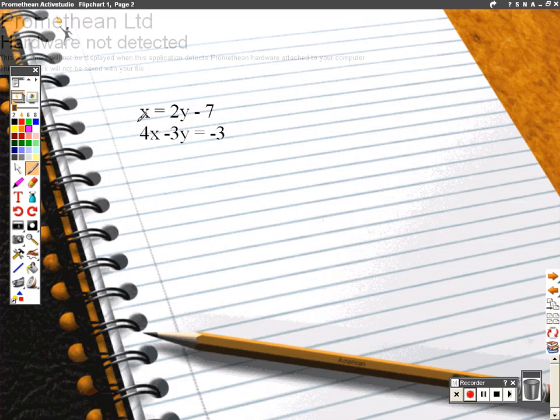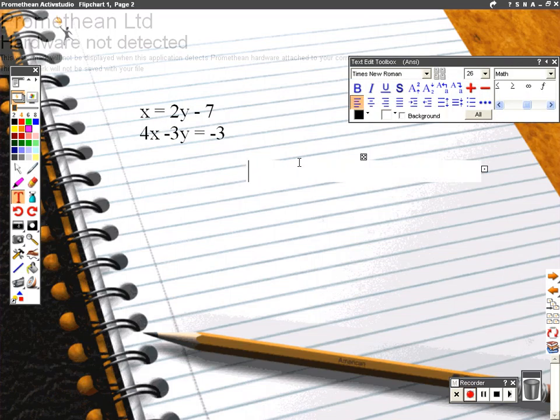In this case, I know what x is worth, so I'm going to replace x with 2y minus 7. So here we go. I'm going to write 4, and instead of x, I'm going to write 2y minus 7. The reason why is I want to have just one variable. So I'm replacing one variable with what I know its relationship is to the other variable. And that equals negative 3.